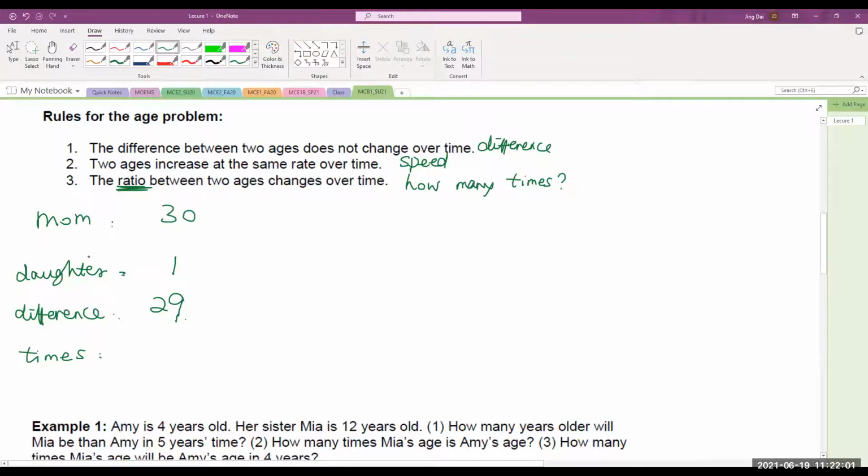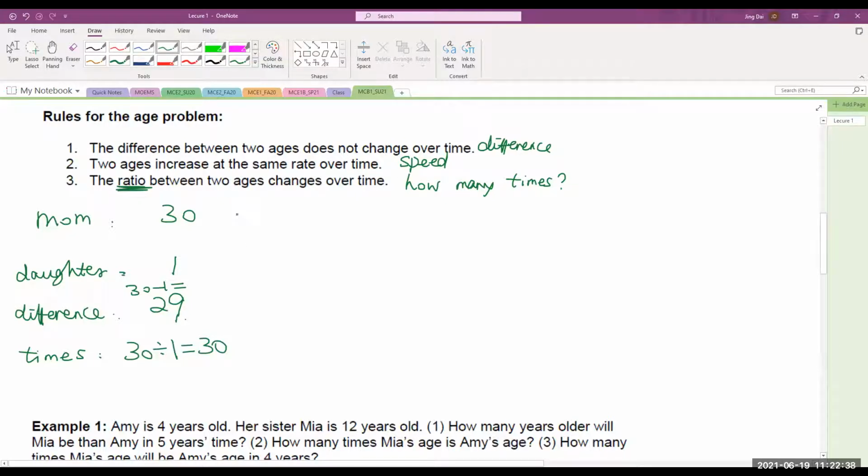What's the equation? You told me the difference. You figured this one out? 30 divided by 1. Very good. Thank you so much. 30 divided by 1 equals 30. This is 30 times. Okay, so when the daughter is 1 year old, the mom is 30 years old. The difference is 29 years. But how many times the mom's age is the daughter's age? 30 divided by 1. That's 30 times. So the mom is 30 times as old as the daughter.